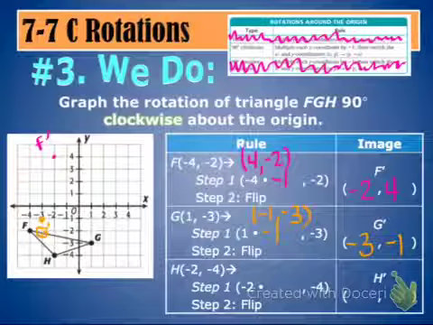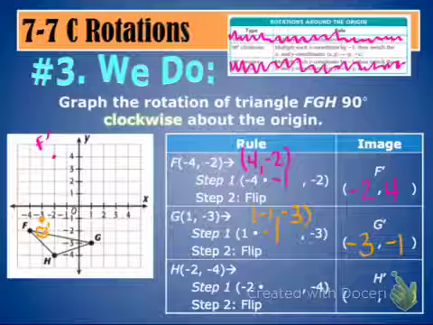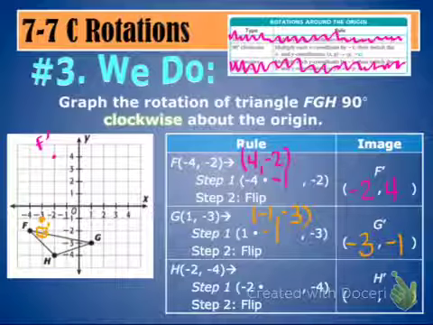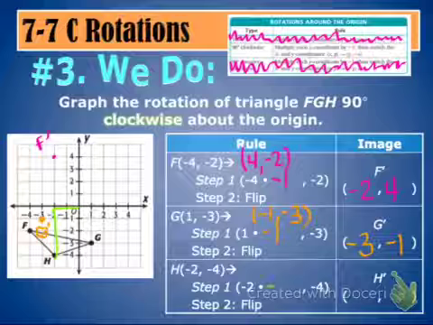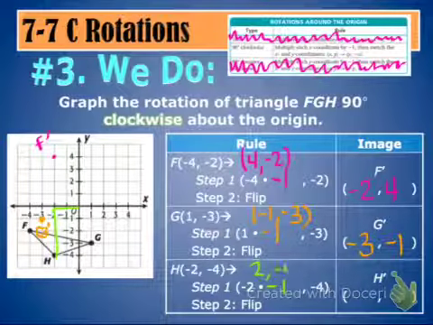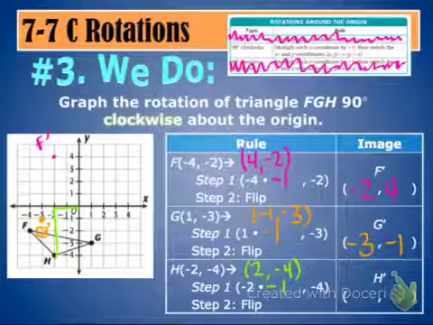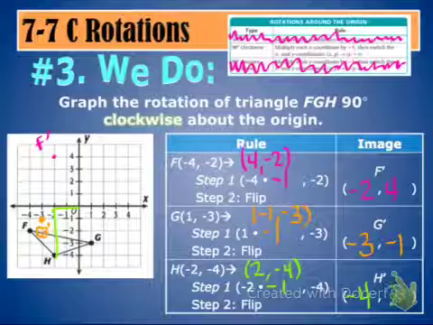And my final coordinate is going to be H, which was originally located at -2, -4. So first start by multiplying -2 by -1. So this turns into 2, -4. And then for my last step, you want to flip that. So H prime should be located at -4, 2.